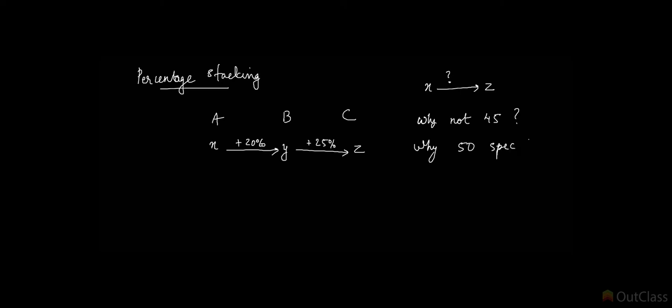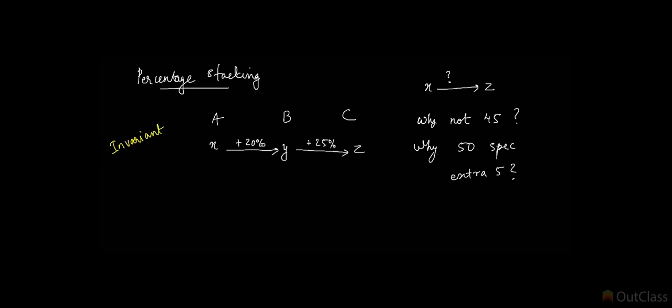Or you can look at it this way: 20 plus 25 is 45. Where is the extra 5 coming from? You can look at it that way. Now, let's look at why this is happening. First of all, understand that this is invariant. This is an invariant problem.